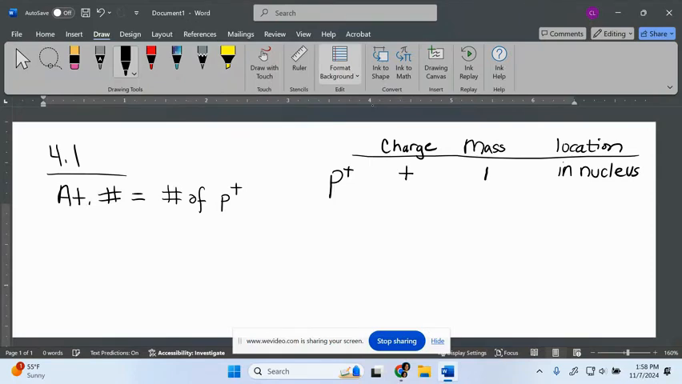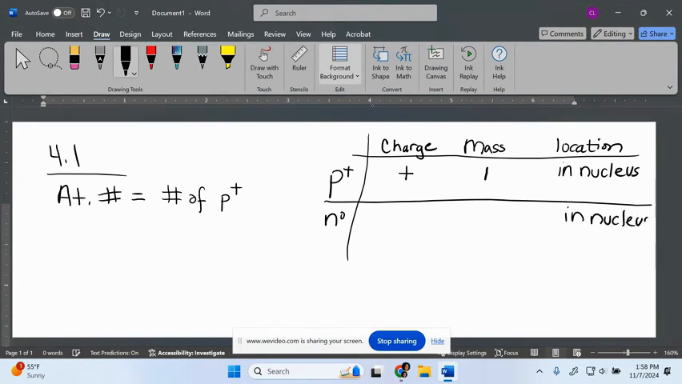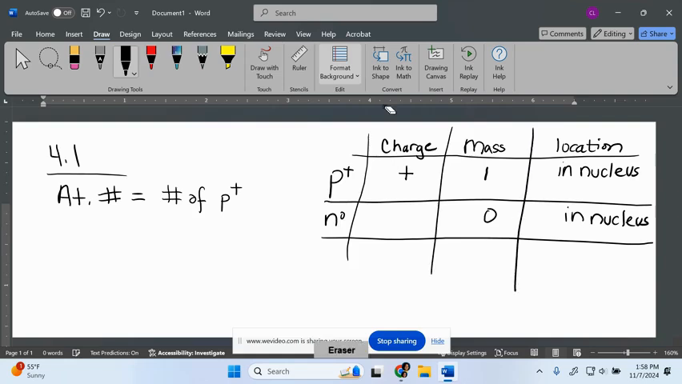There is another subatomic particle that is also in the nucleus. That would be the neutrons. Its mass number is what? No, its mass number isn't 0. Its mass is 1 and its charge is 0.